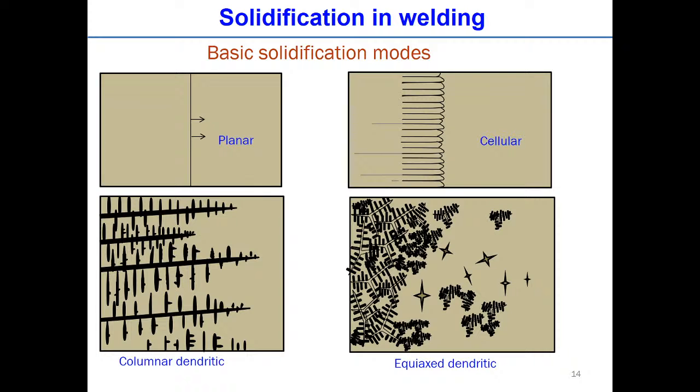Within a particular grain, either cellular, columnar dendritic, or equiaxed dendritic structure can form, but it entirely depends on many parameters and the solidification behavior of the particular alloy system. So in a particular alloy system, a very complex situation may arise during the solidification process.